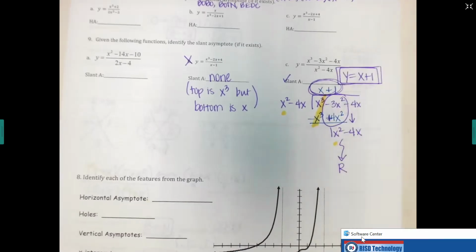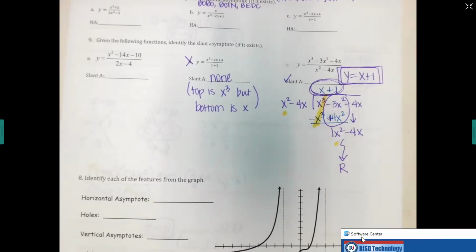Okay? And remember, someone asked in the other class, is it always just 2 rounds of long division? Yes, because that's what it would take to make a line, is an mx and a b. Okay? All right, go ahead and turn the page.